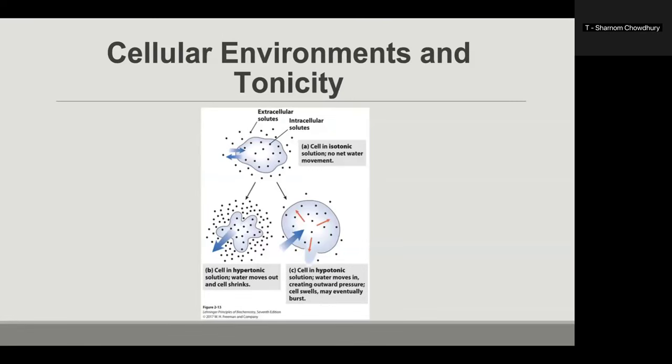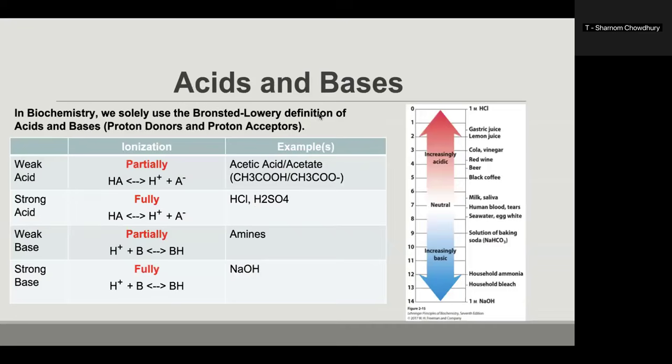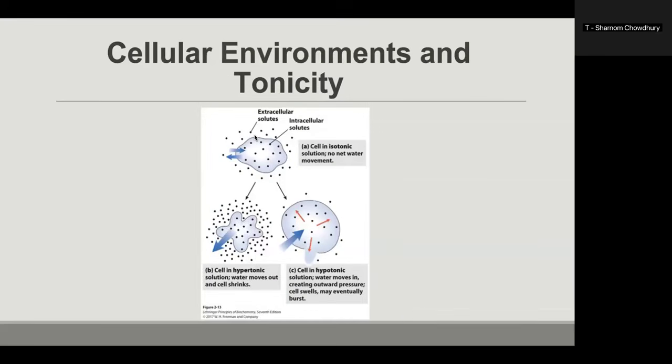So now we're going to talk about cellular environments and tonicity. I believe you guys did an osmosis lab as well. In an isotonic solution, there is no net water movement. It means that extracellularly and intracellularly, the amount of solutes on the outside of the cell is equivalent to the amount of solutes on the inside of the cell.